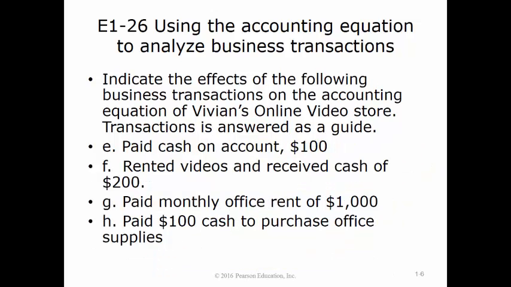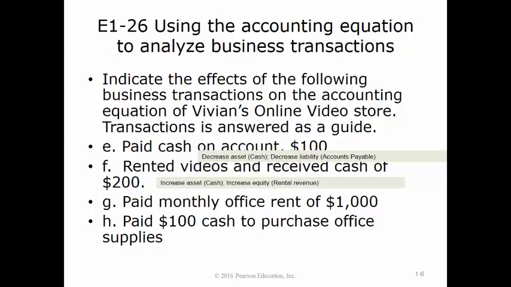In the next entry, we would decrease assets cash and decrease liabilities accounts payable by $100. Notice the words on account again, but this time the account is accounts payable because we are paying an amount we owe. Next, we would increase assets cash and increase equity rental revenue for $200. Then we would decrease cash and decrease equity office rent expense for $1,000.